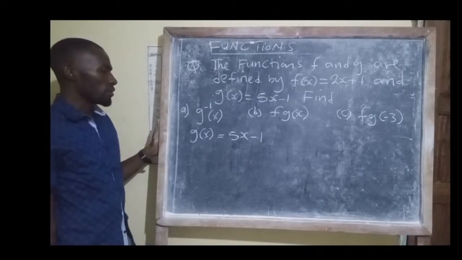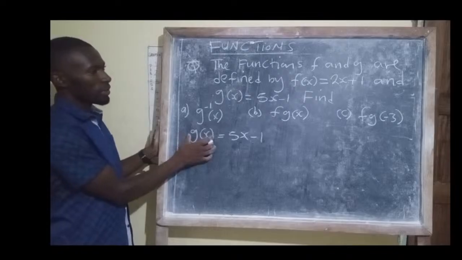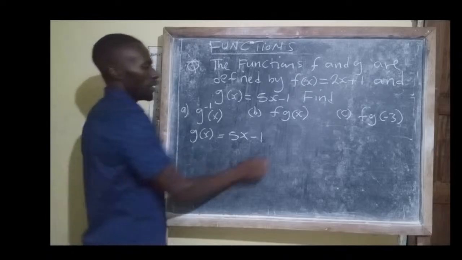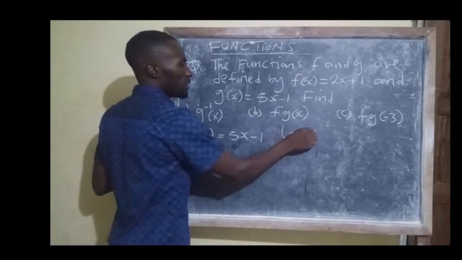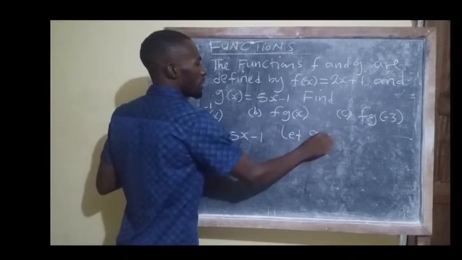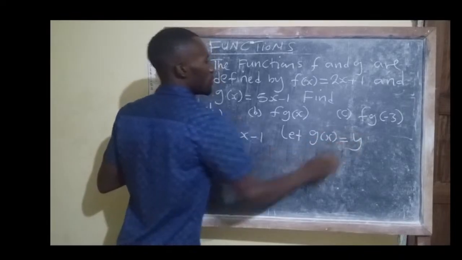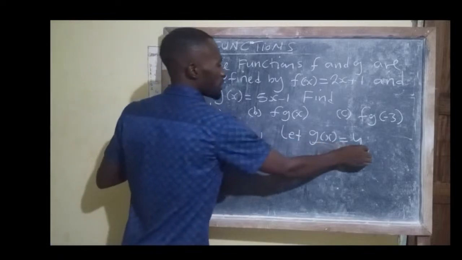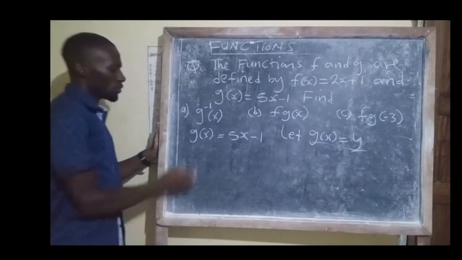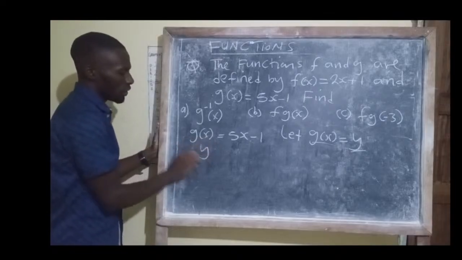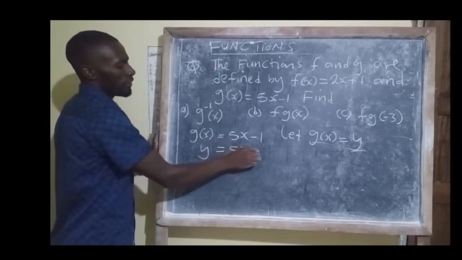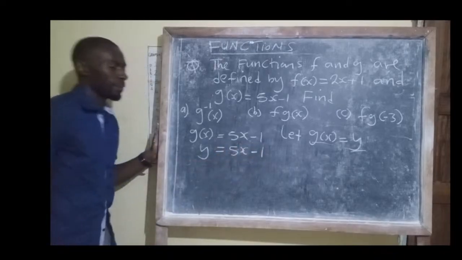So what are you supposed to do? The first thing that you have to do is to let g of x be equal to y. So where there is g of x, you replace it with the y. Here, where there is g of x, you are going to replace it with the y, which is going to be 5x minus 1.